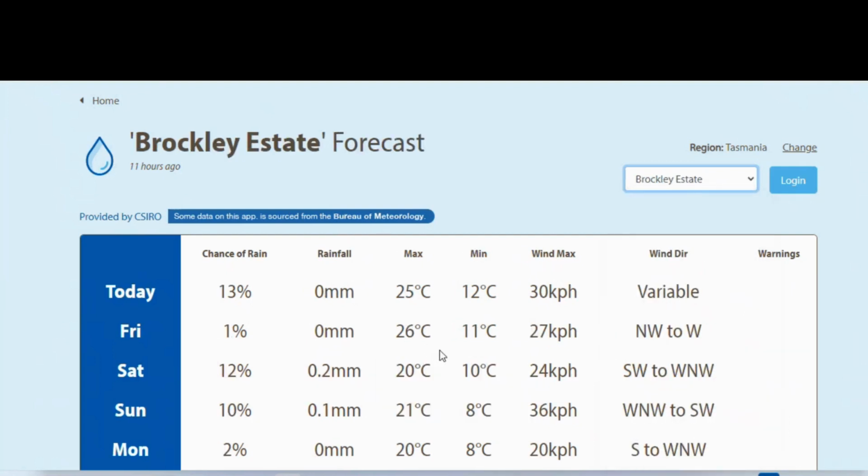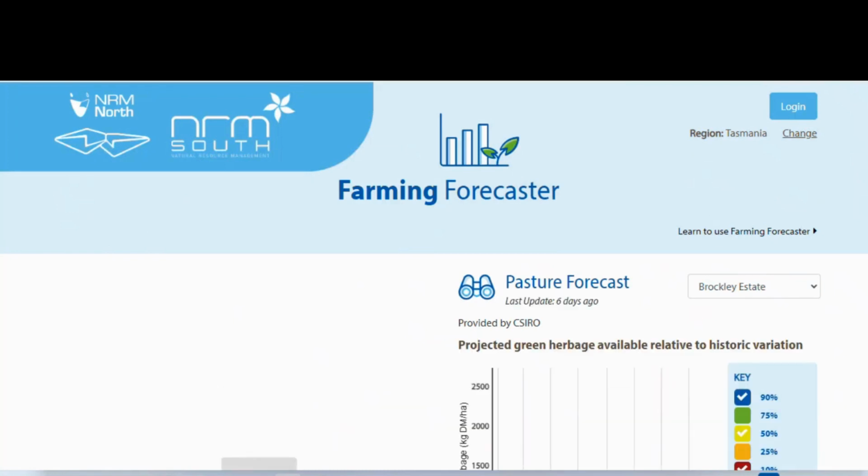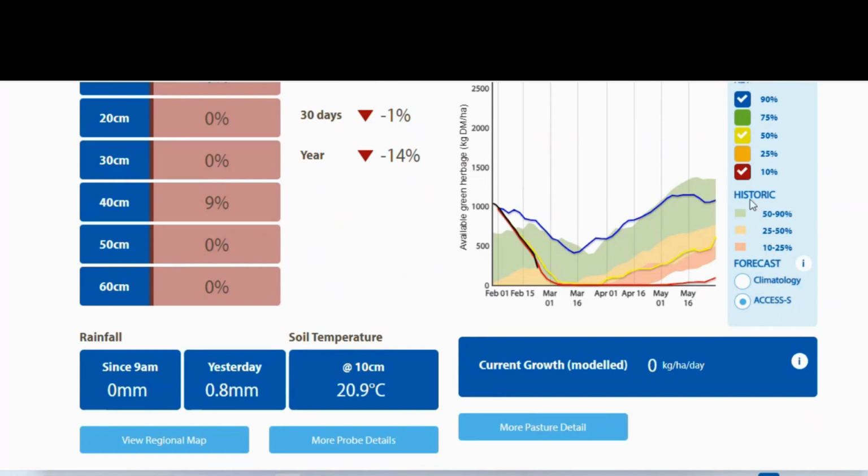If I change the locality, this data changes, because this weather data is for those 5 kilometre square grids. It's not for southern Tasmania, it's for that grid. It was updated 11 hours ago. I go back to the home page. Now, here's an example, I've gone to a different site.